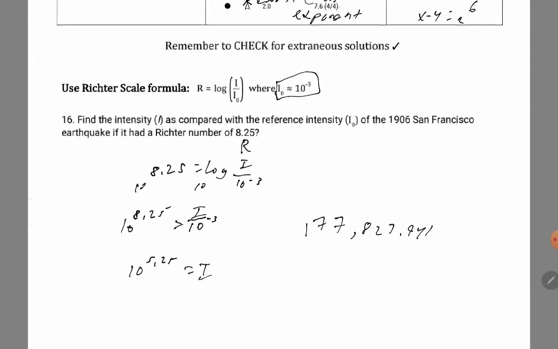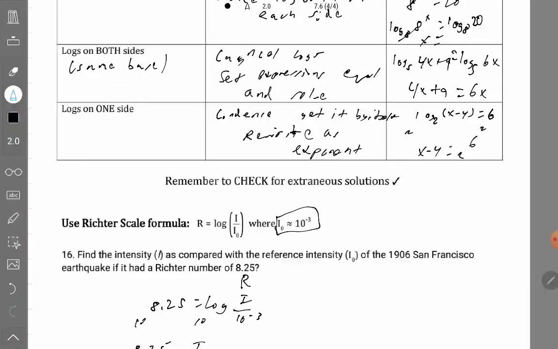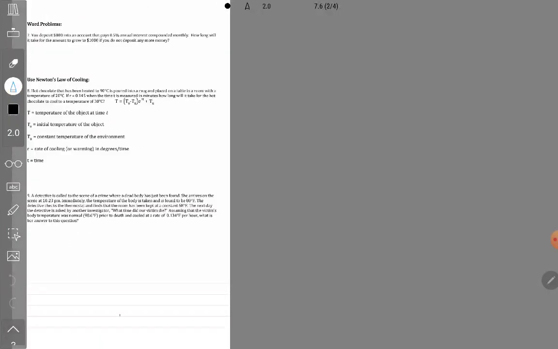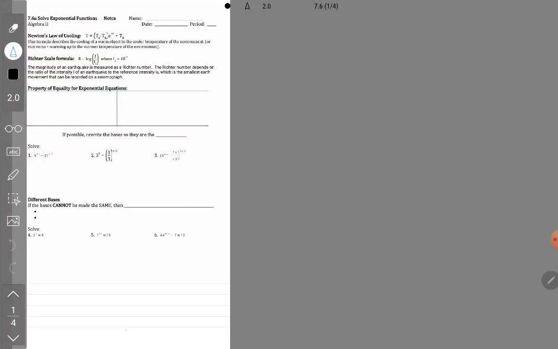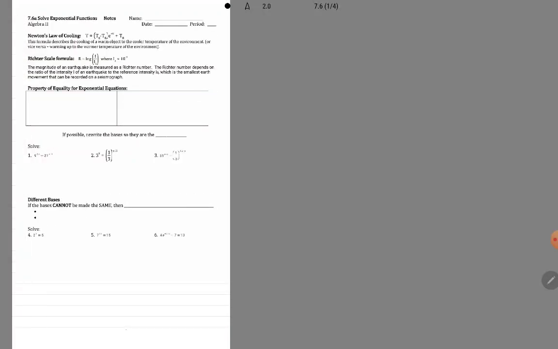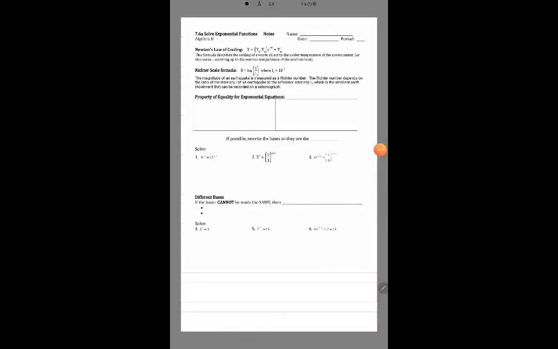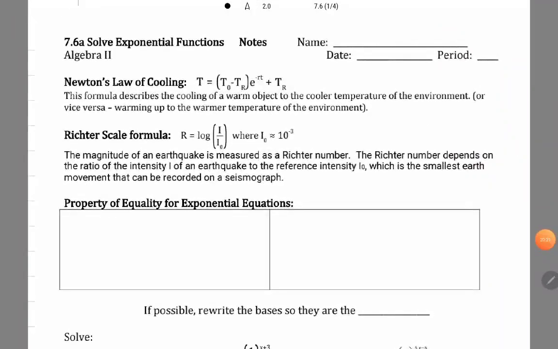Next page. Let's go back up. I wasn't sure which one was going to be first. I mean, this does say A, but this is the Richter scale. I just feel like these would be last because they're applications. That's how the book normally does it. You learn how to do the equations with random numbers, and then you apply something real. So here's your exponential example, and then here's your log example.